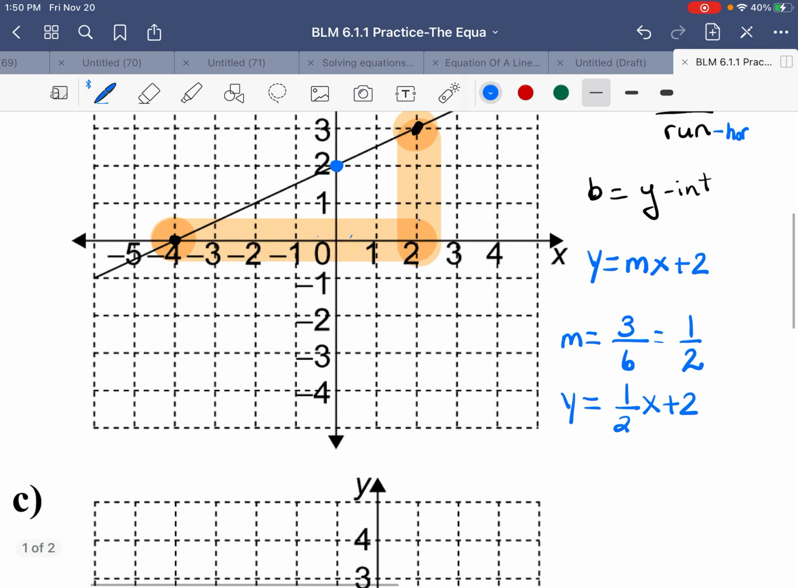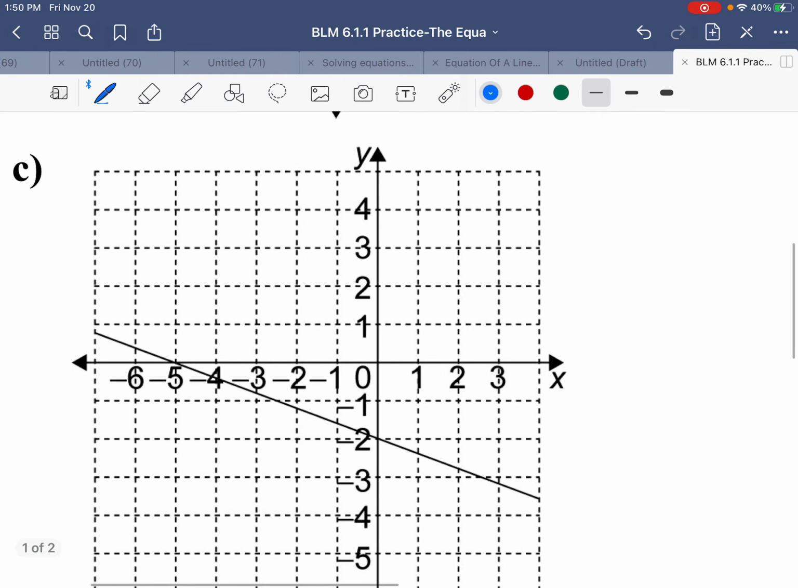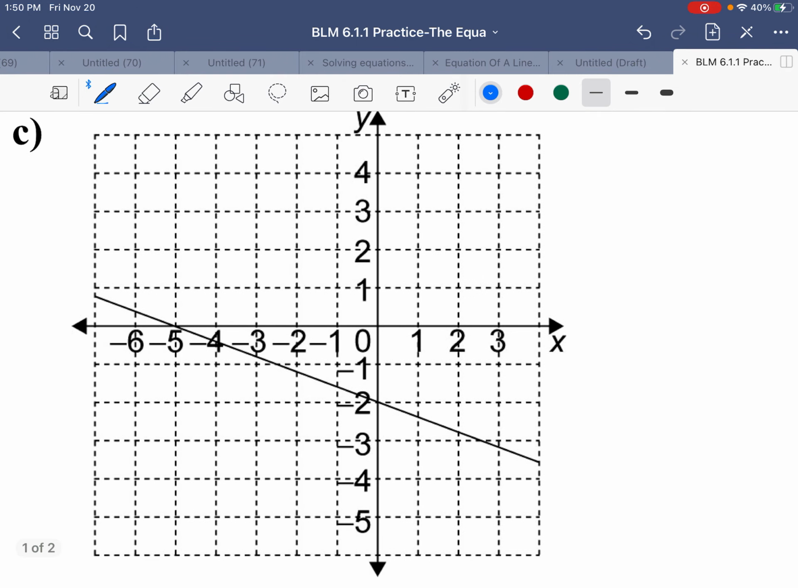So we've got another example here. Let's look at this one here. Now right off the bat, I can tell that this one is going to have a negative slope because the line is going down to the right. So same thing, let's start with the y-intercept. So we can see here that the line crosses at -2. So I'm going to start there. I'm going to substitute -2 in for b.